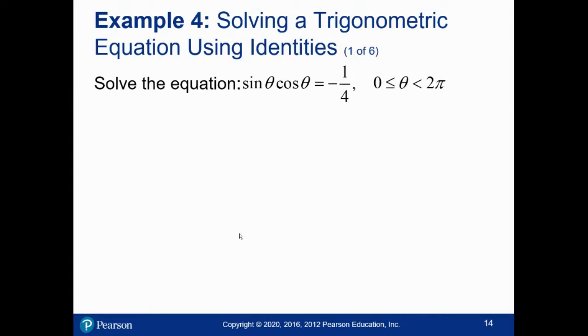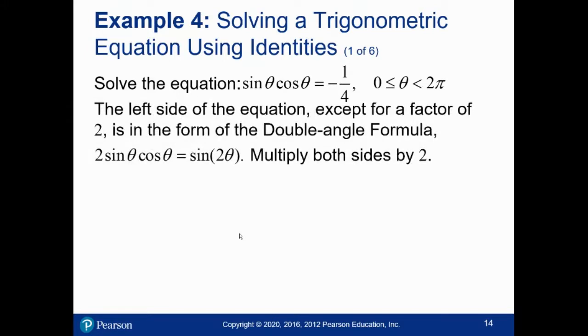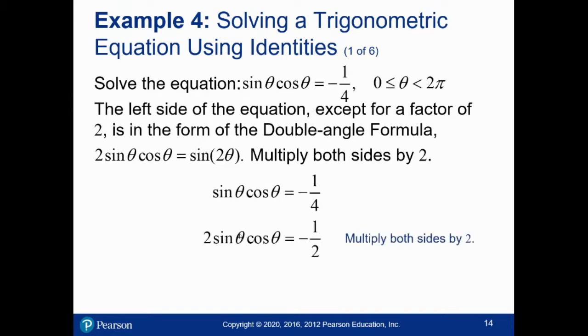So there are actually a good quantity of techniques we could use to solve this. But one way would be to recognize that the left-hand side really looks like the double angle formula for sine. It's just missing a factor of 2. So if I multiply both sides by 2, okay, we end up with 2 sine theta cos theta is -1/2.